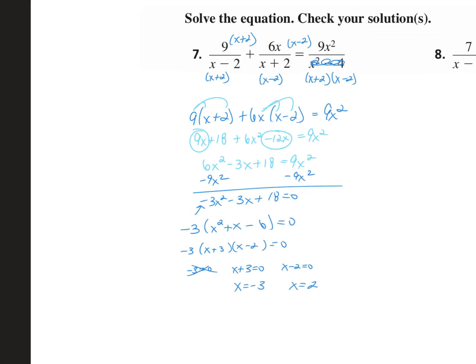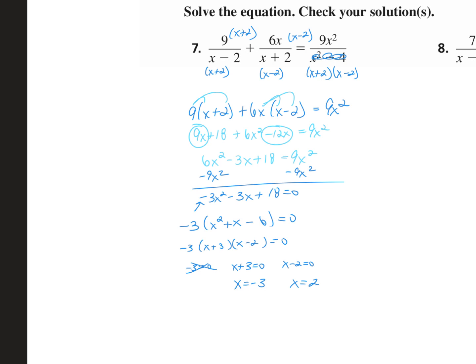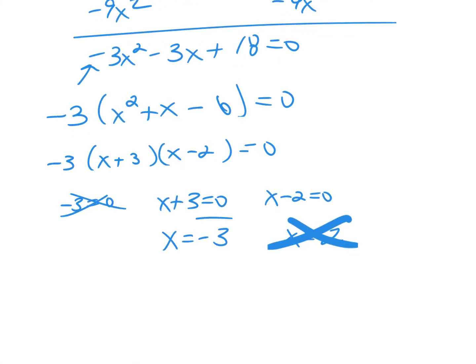Check to see. Will both of those work? Which one doesn't? Why? Because if I plug a 2 in here, what happens to my denominator? It becomes 0. That's no bueno. So I only have one valid real solution. x equals 2 is an extraneous solution. It does not work.